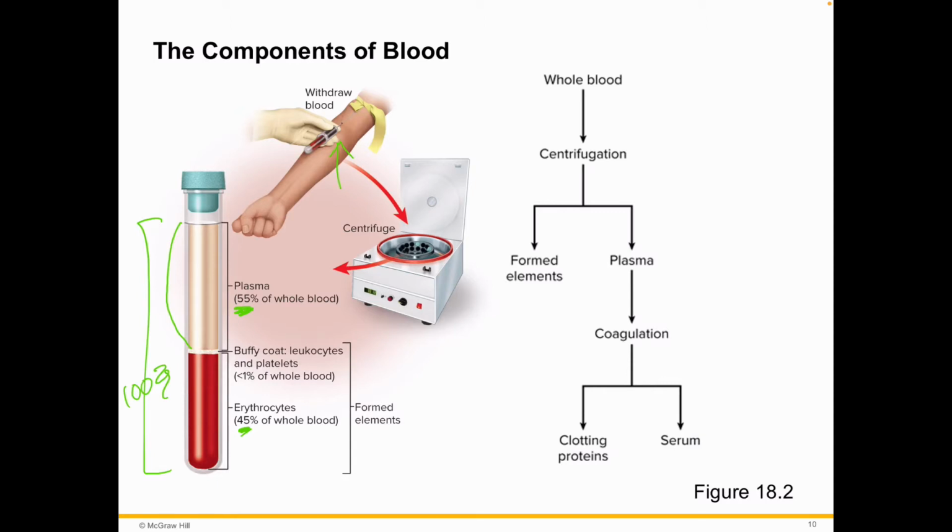We started looking at those. We'll get more into those later on. And then we have this other area right here, which is called the buffy coat. It's like this white stripy area. Those are the white blood cells, leukocytes, right?